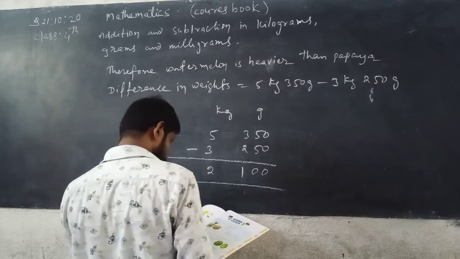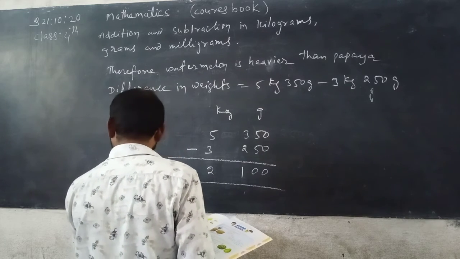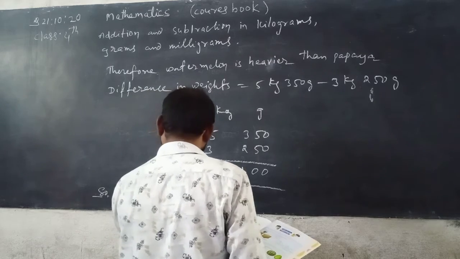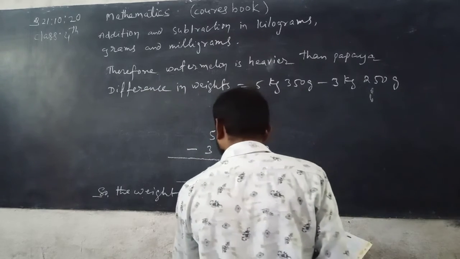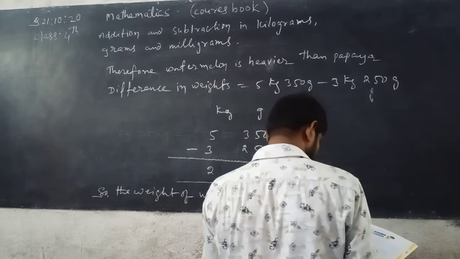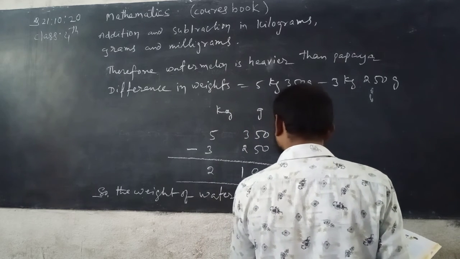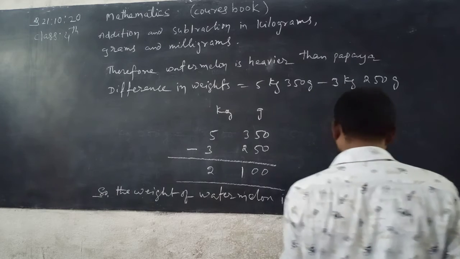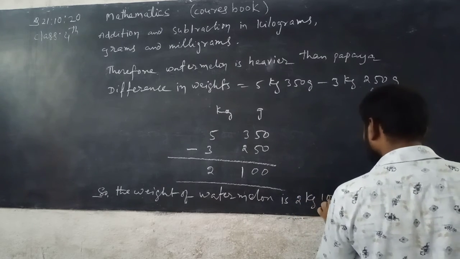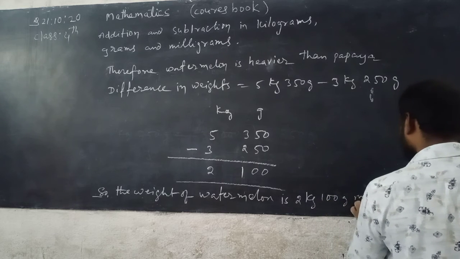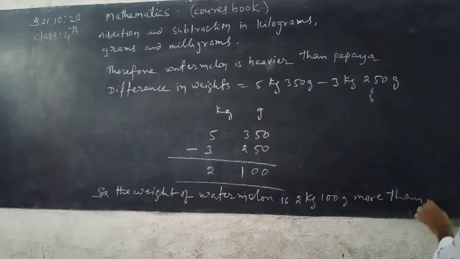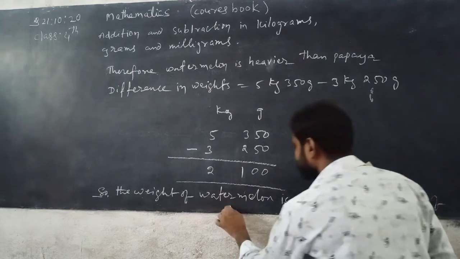So the weight of watermelon is 2 kg 100 grams more than papaya.